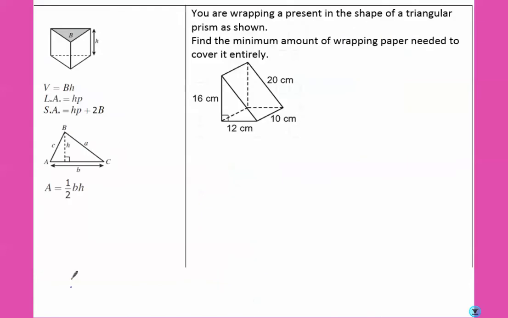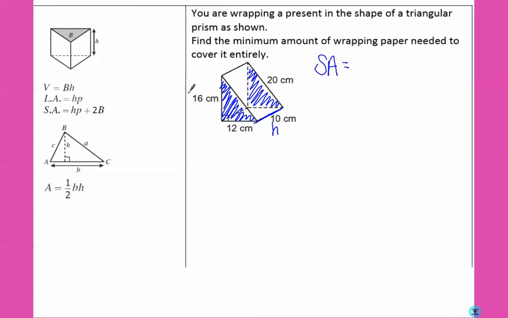And our last example. You're wrapping a present in the shape of a triangular prism as shown. Find the minimum amount of wrapping paper needed to cover it entirely. So again, triangular prism means that the bases are the triangles. Remember, the distance between the bases is the height, the h in the picture. Since we're wrapping it like a present, that's surface area.